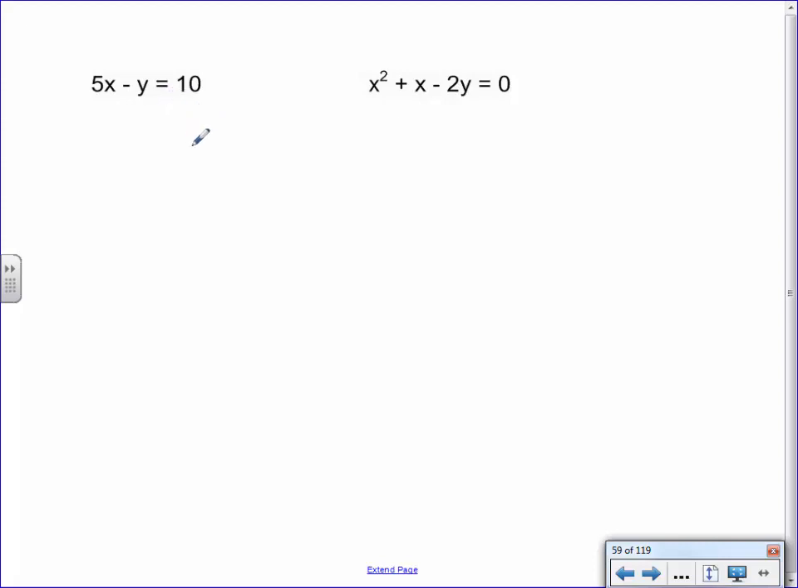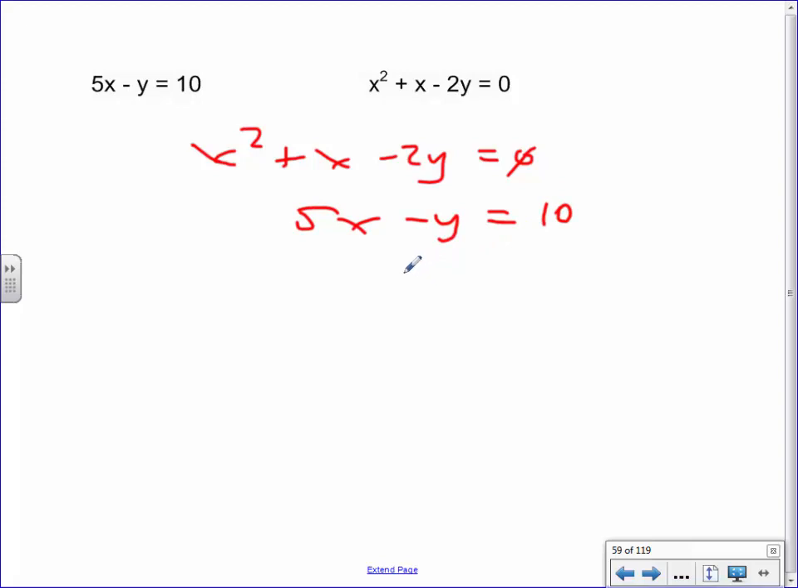Because watch this, I'm going to stack them. I'm going to go x squared plus x minus 2y equals 0. I'm going to write that one out. And then I'm going to write the other one right below it, 5x minus y equals 10. Now, they don't eliminate just yet. But how could I modify the bottom one, just a quick fix, so that they will be the same? Yeah, let's double it, right? Don't forget, you can upscale things so long as you do it consistently.